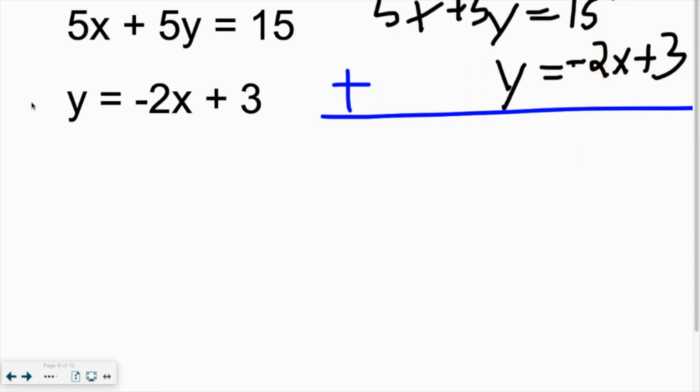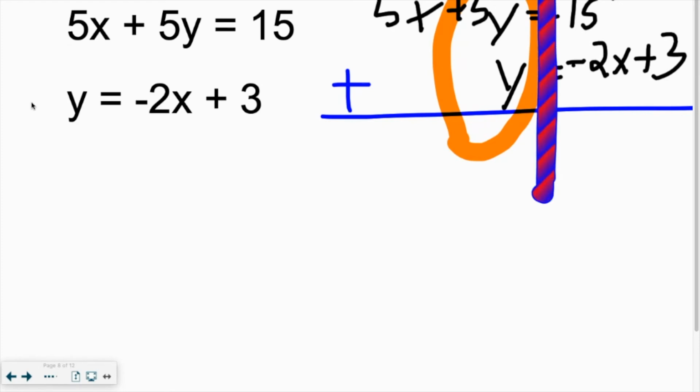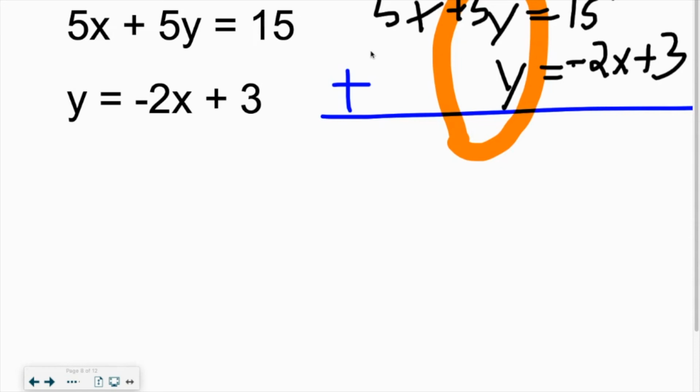So we're going to focus on the x or the y, because the y's are here on the same side of the equation. That's why I rewrote it, because after rewriting it with those equal signs lined up, it makes it a lot easier to pair up our like terms on the same side of the equation. So I'm going to pick those y's because they're on the same side. I'm going to eliminate them.